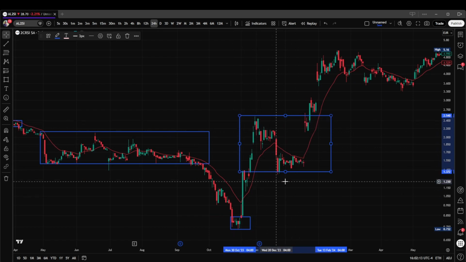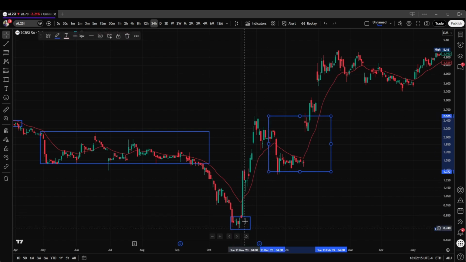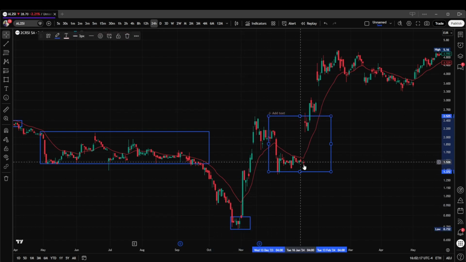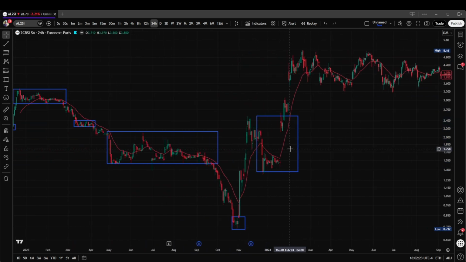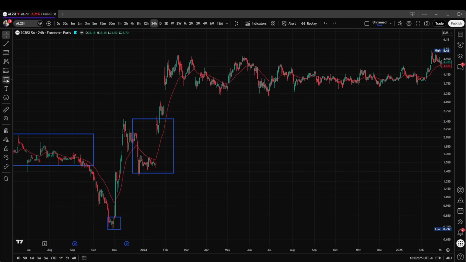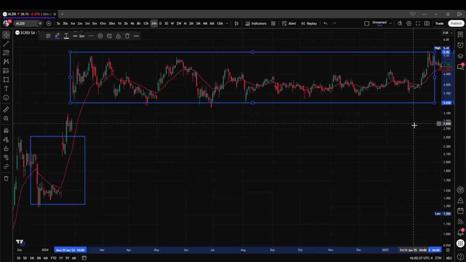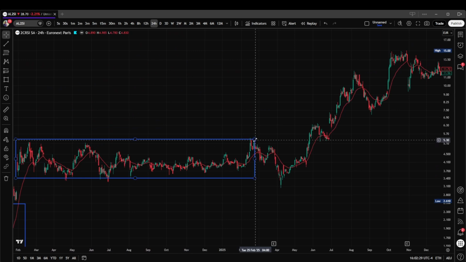Yeah, so it doesn't matter how you call it, as long as you know that we are trending here, and the pullback makes the range. Then from the range we have the breakout again, and we are going to trend. Then we are going into a very long range.